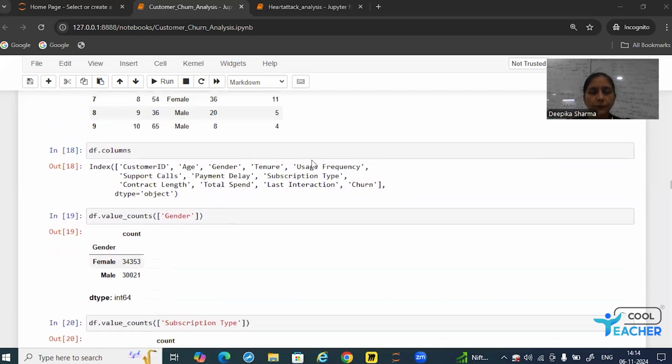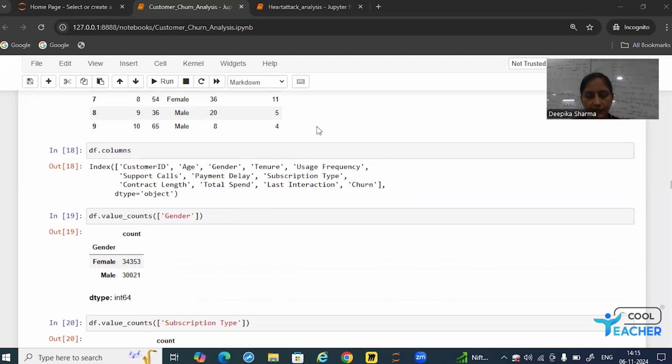Now what we'll be doing, here I'm using the value counts function. Inside the value counts function, we are checking what the genders are here. There is one column as gender, and inside the gender we have categories, male or female.